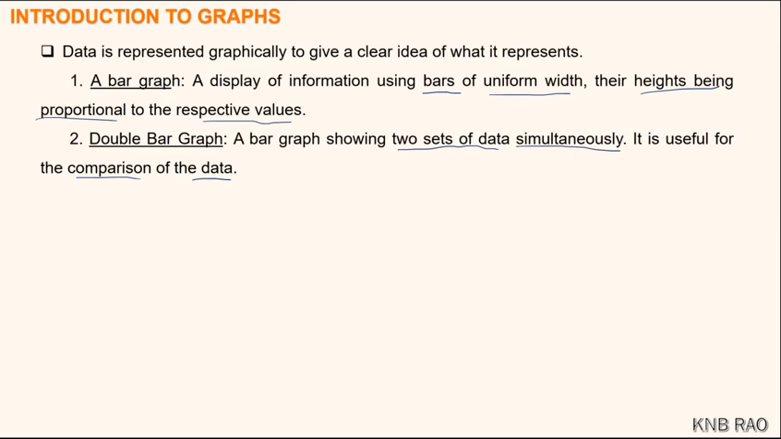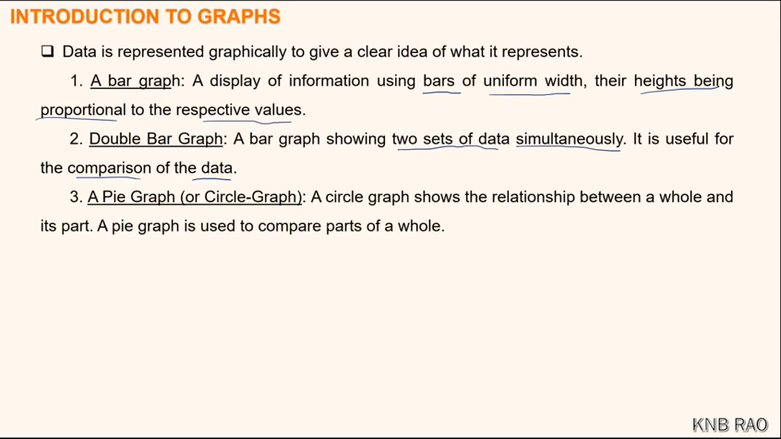Then the third graph that we have learnt was a circle graph, or a pie chart as we call it. A circle graph shows the relationship between a whole and its parts. Normally this pie graph is used to compare parts of a whole with its individual segments. Okay, I mean sectors, sorry, it's sectors. We draw it as a circle.